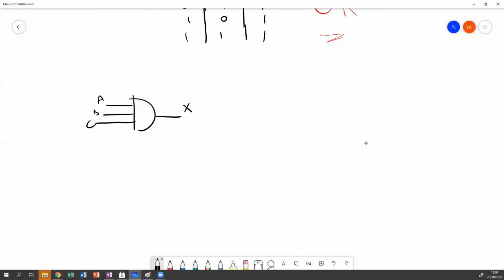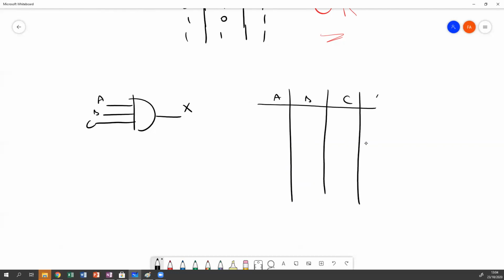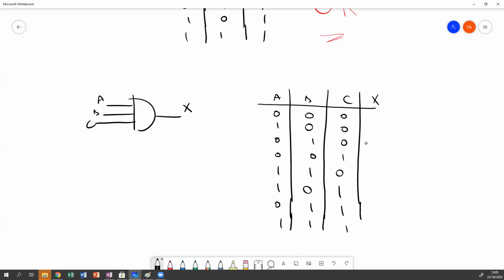So, okay, I have 8. I should have 8 rows, A, B, and C. And here I have X. As I said, we need to have all the permutations. All zeros, then when only one of them is 1, then two of them are 1, and the last one, when all of them are 1. These are all the permutations that we can have.